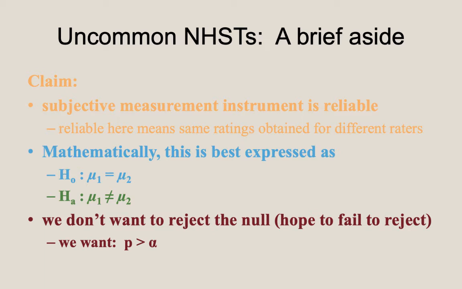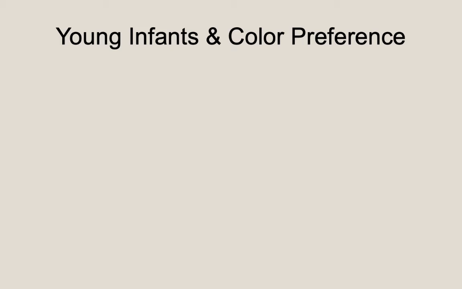That was a quick aside, but the point is that the chi-square goodness of fit always looks like this also. Under most circumstances, we want a statistically non-significant result. Here's our example. We want to explore whether babies prefer primary colors, or if babies prefer to look at one color versus another.